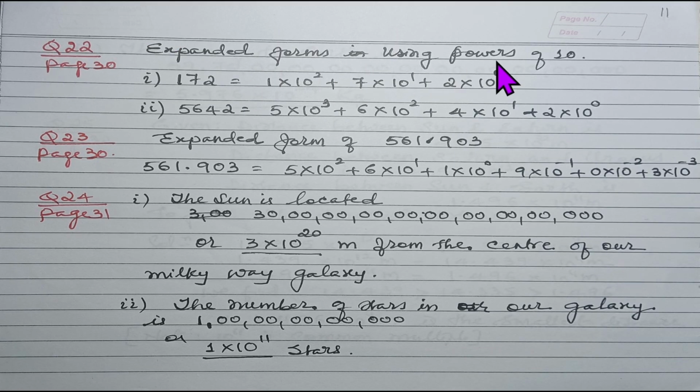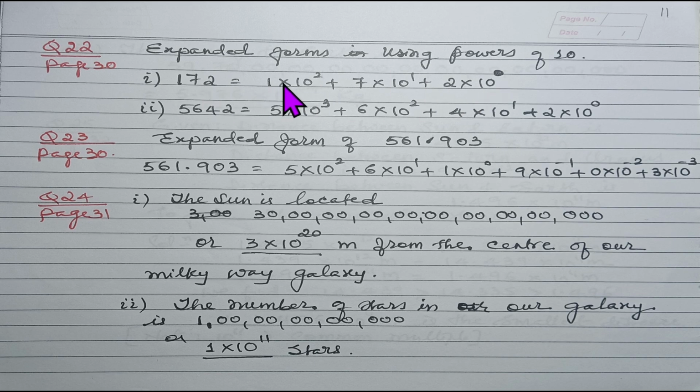Now the expanded forms using powers of 10. If you are given a number 172, then to express it in powers of 10, we have the face value is 1, the place value is 10 raised to 2, that is 1 into 10 raised to 2, the face value is 7, and the place value is 10 raised to 1, and the face value is 2, and the place value is 10 raised to 0.